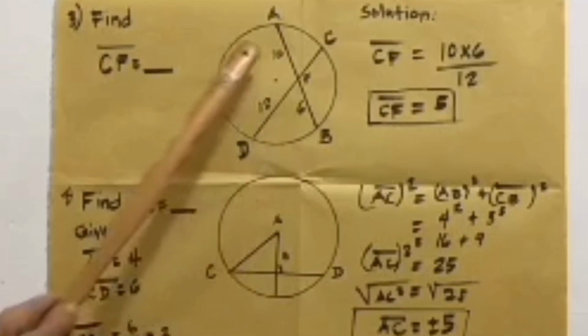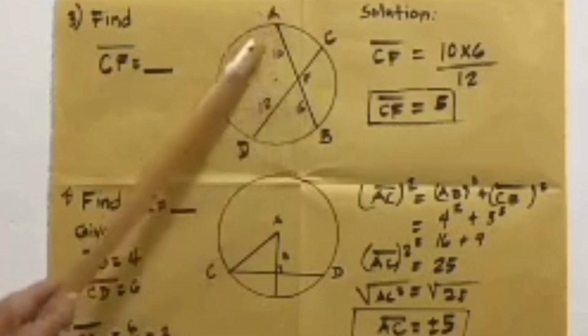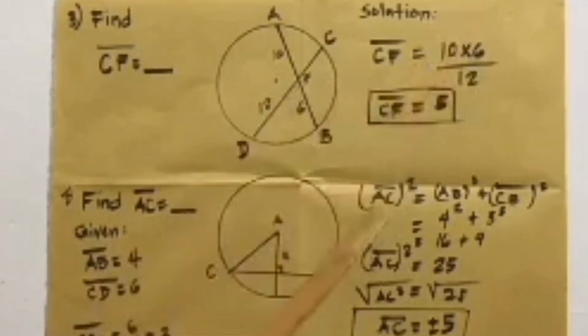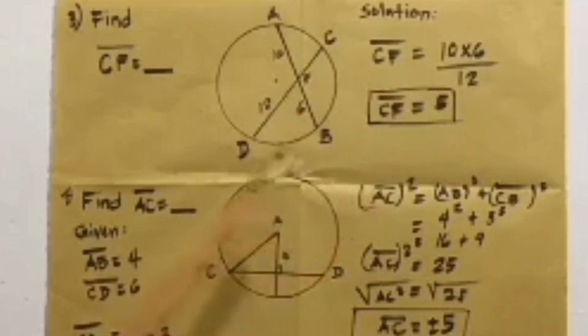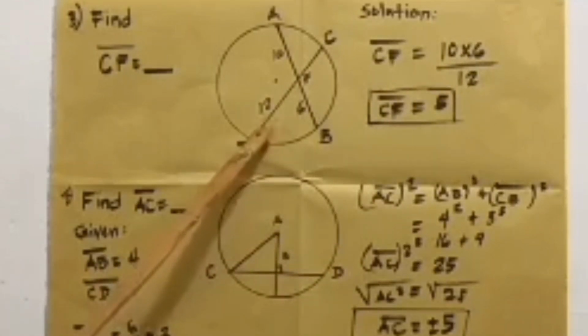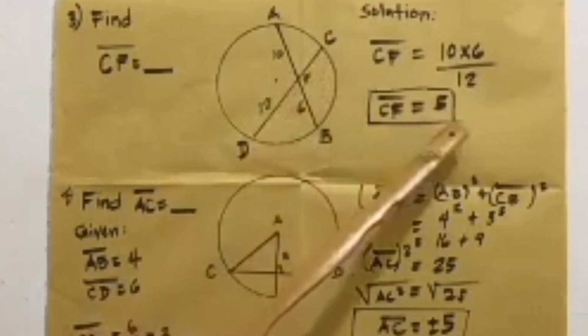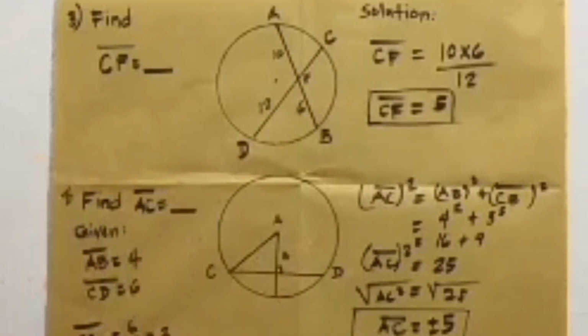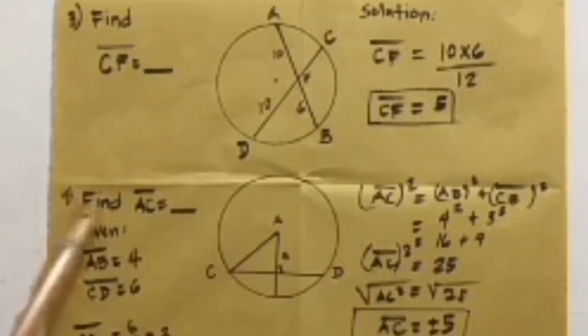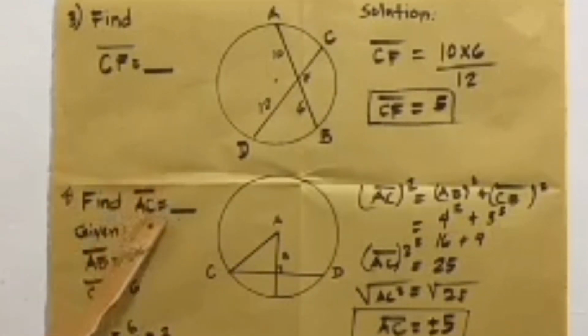To solve for the missing CF measurement, we have to use segment CF equals, we're going to multiply the segment AB 10 times 6 equals 60, then we're going to divide by 12. Then the result is that the segment CF now is 5. That's our final answer.